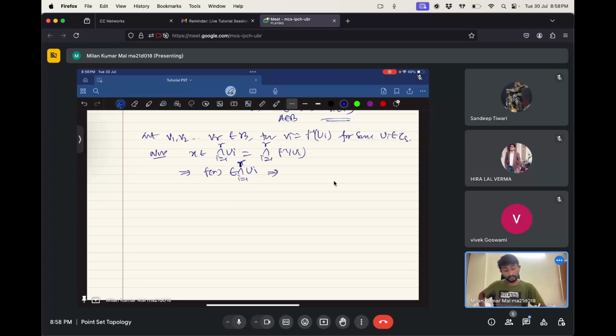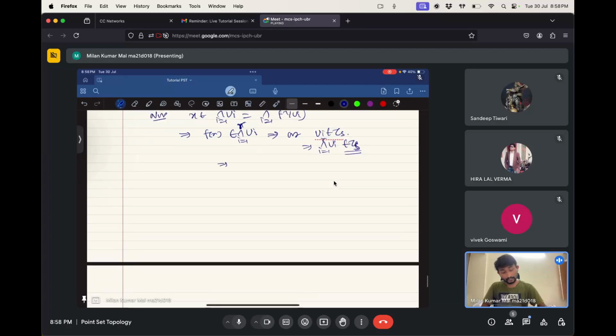That means, as Ui is in the standard topology, the finite intersection of elements also belongs to the standard topology, because that was the last condition of being a topology. Finite intersection should be there. As the finite intersection is there, and as F x belongs to the intersection of all these Ui, 1 to r, this is an element of the topology, so there exists an epsilon greater than 0 such that B epsilon of F x, because this is the point, F x sitting inside here, is sitting inside the intersection of i equals 1 to n Ui.